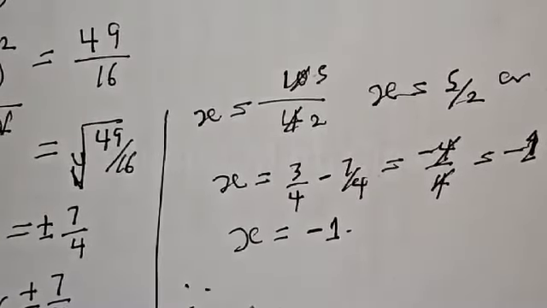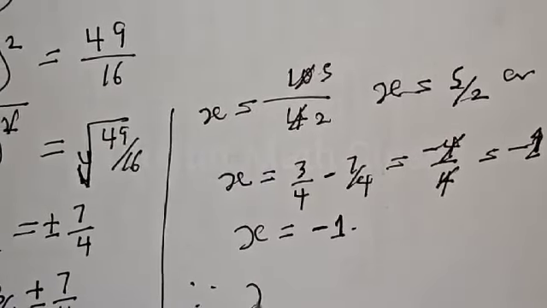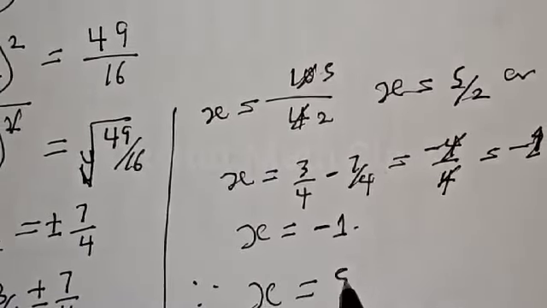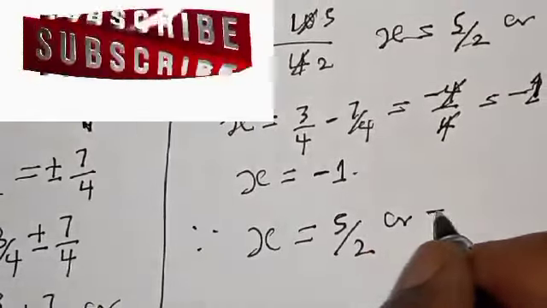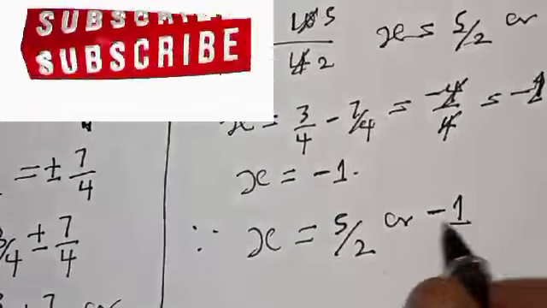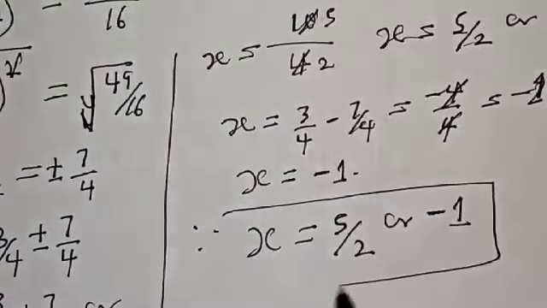The final answer is x is equal to 5 over 2 or minus 1. That is our final answer.